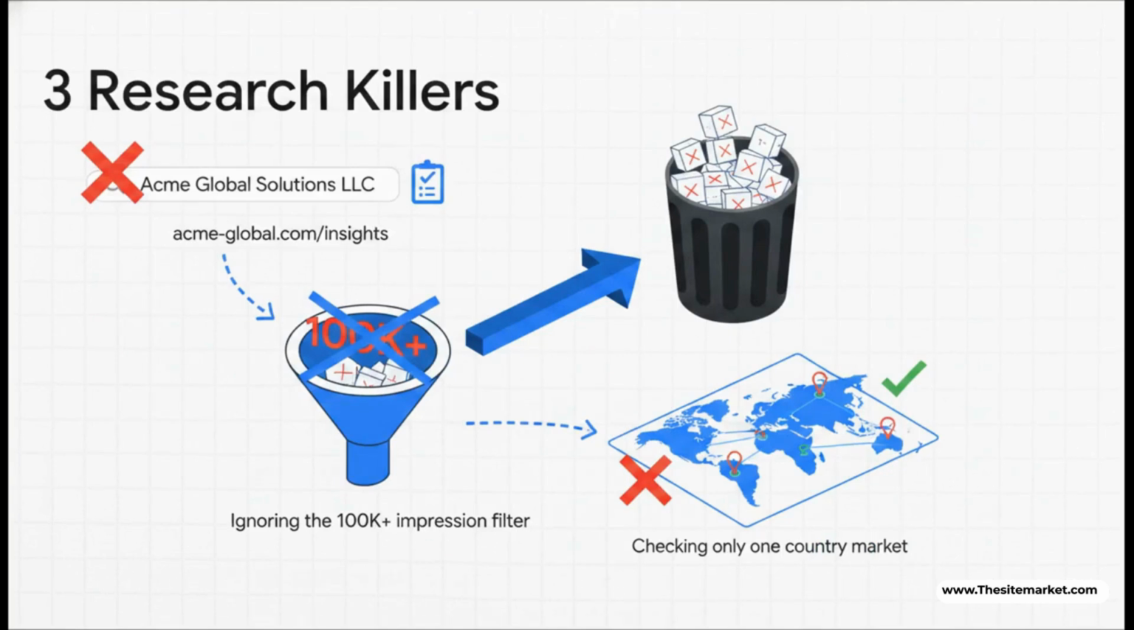But hold on, before you run off to build your next campaign, you have to avoid these 3 massive research killers. First, searching the wrong page name. If nothing comes up, try their URL slug or an abbreviation, not their boring corporate LLC name. Second, ignoring that 100K plus impression filter. If you forget this, you are right back to studying garbage. And third, checking only one country. Smart global brands test their best new ideas in secondary markets, like Canada or Australia, long before launching them in the US. Don't miss out on seeing their next move before it even hits your primary market.